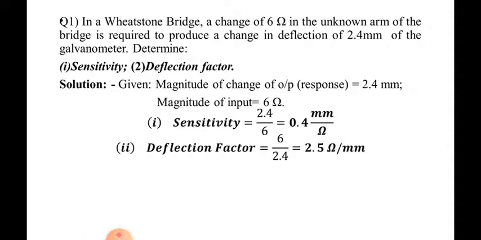So sensitivity equals output, which is 2.4, over input, which is 6 ohm, and it will come out to be 0.4 millimeter per ohm. It is nothing but the answer of sensitivity, or static sensitivity. Then for the deflection factor, just take the reciprocal of sensitivity, that is 6 by 2.4, and it comes out to be 2.5 ohm per millimeter.